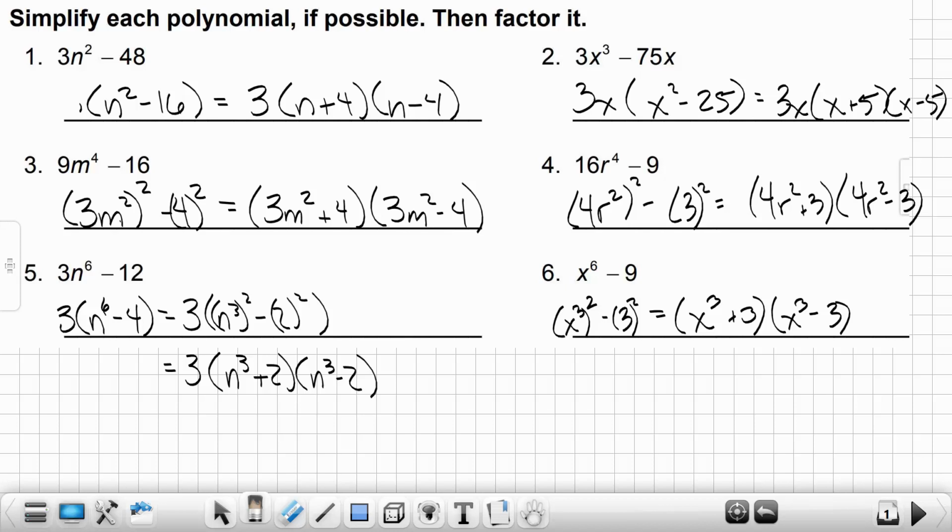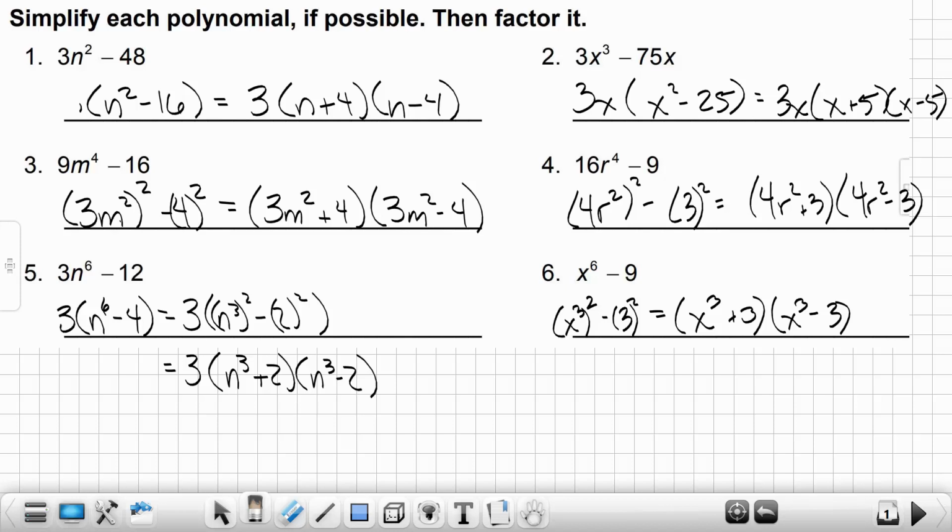Josiah? Okay. Number 5, I factored the 3 out of both.